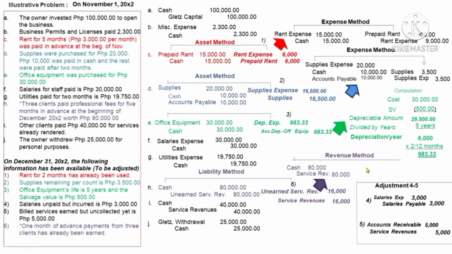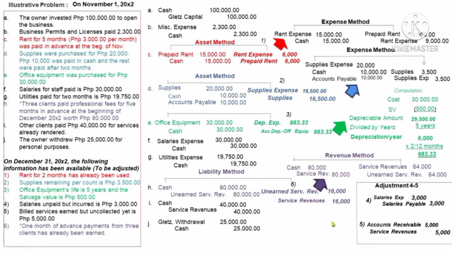So you need to debit service revenues of 64,000 and credit unearned service revenues of 64,000. So that's it for adjustments. But what entries do we need to put in the worksheet? So we have number 1, and then number 2, number 3, number 4, number 5, and number 6. So why is that again?